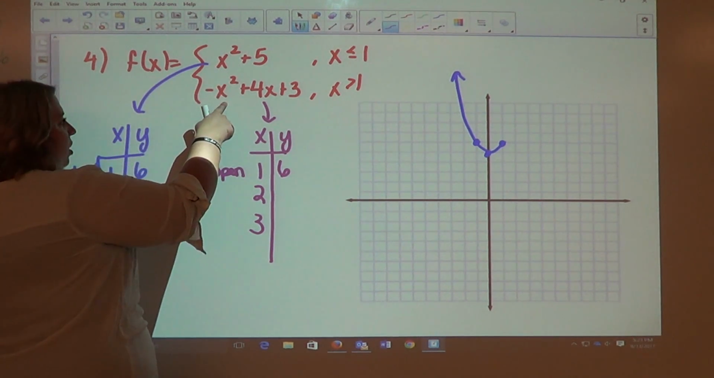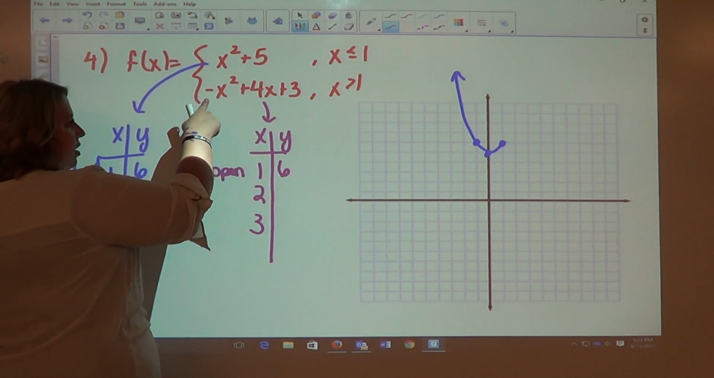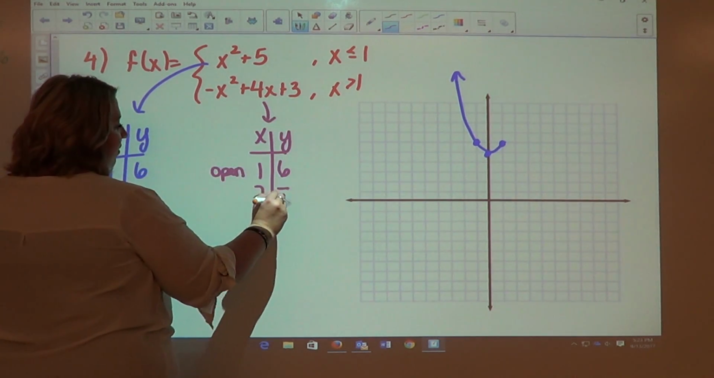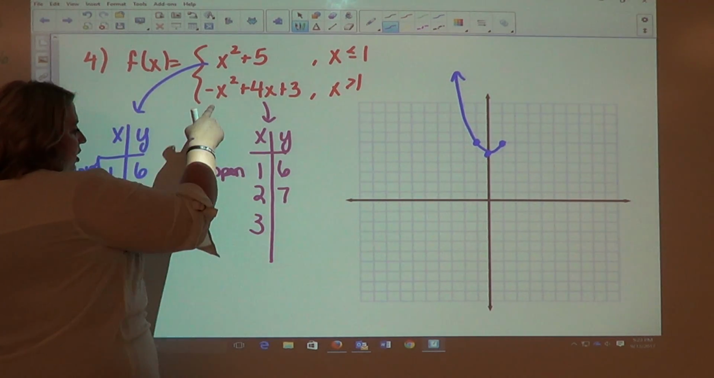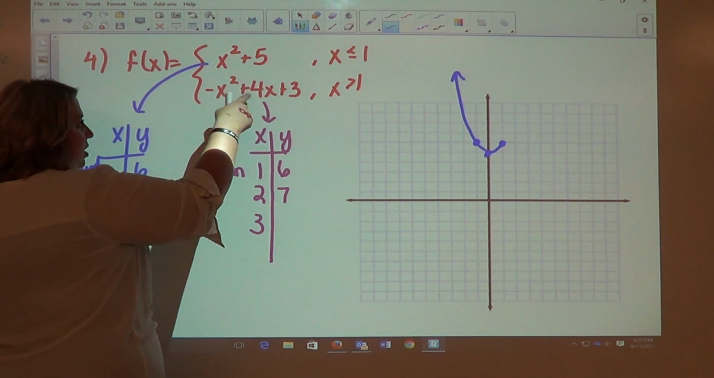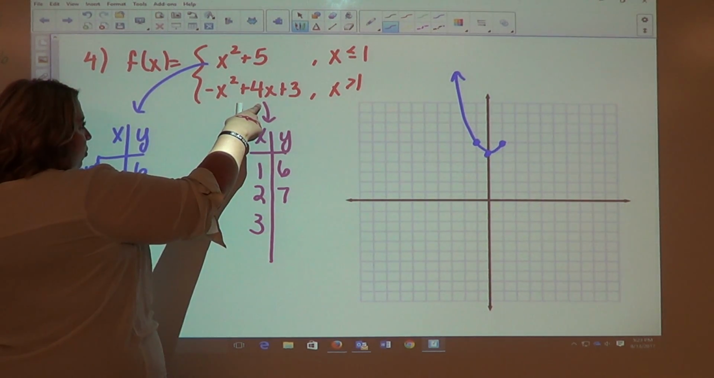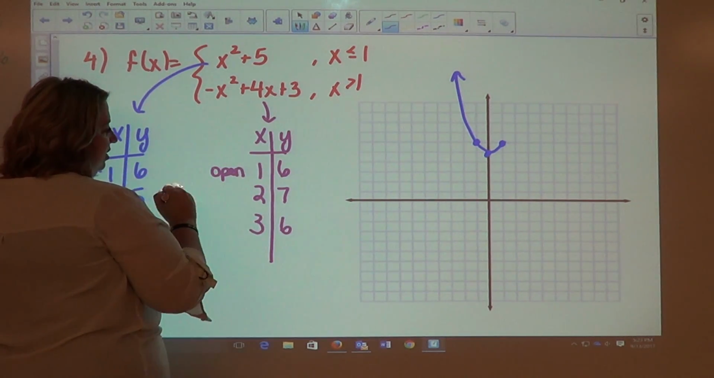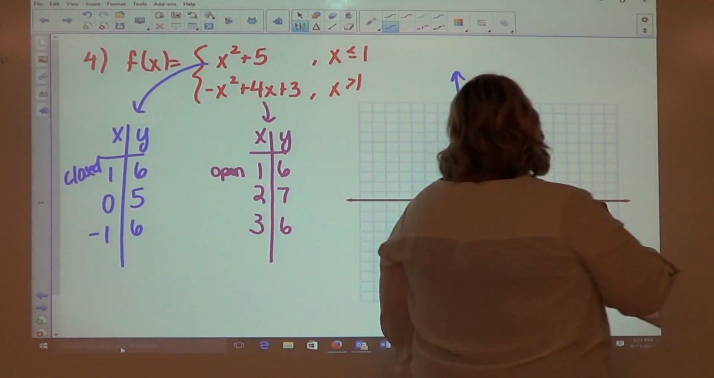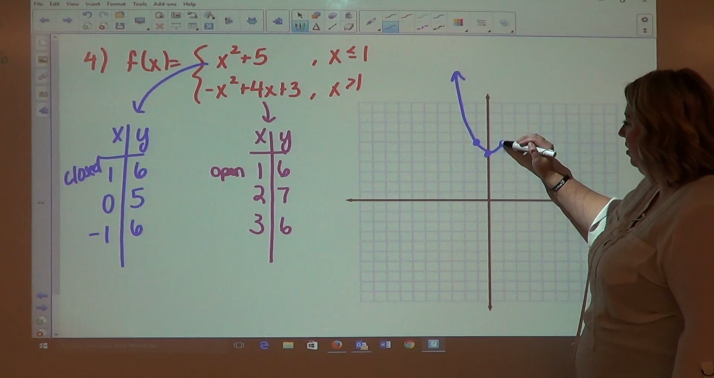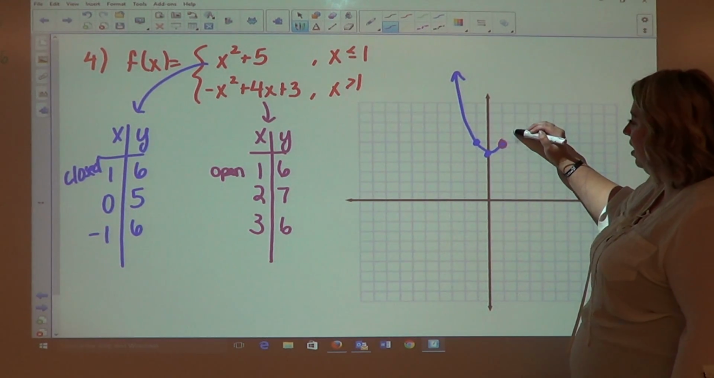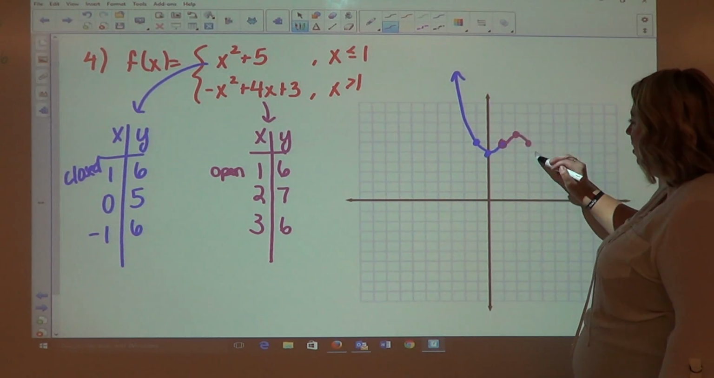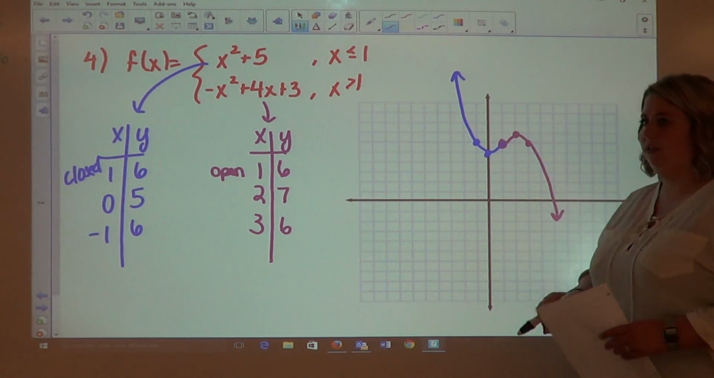2 squared is 4 times negative 1 is negative 4. Plus 8 would be 4, plus 3 would be 7. This would be negative 9 plus 12, which is 3 plus 3, which is 6. So this is 1, 6, which is open, but there's already a point there, it's okay. 2, 7, 3, 6. So this one's actually going like that.